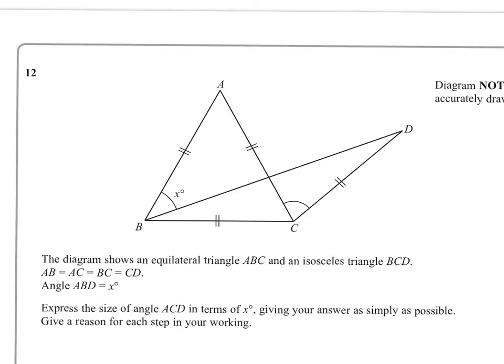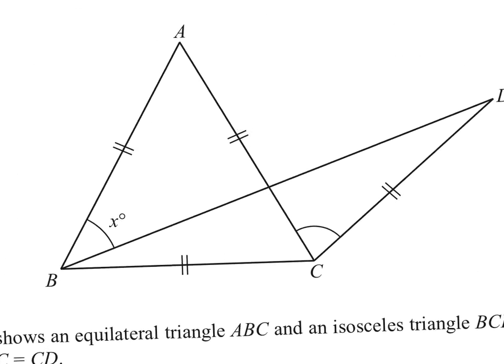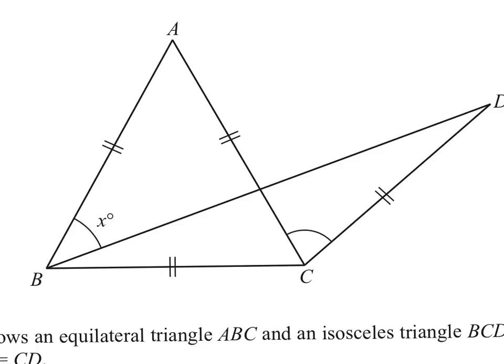Express the size of angle ACD in terms of x. If I zoom in, just give me a bit more space. I know that ABC is an equilateral triangle, i.e. that angle is 60, 60, 60. Therefore, this angle here is going to be 60 minus x. Equally, as this second triangle BCD is isosceles, I know that this angle here is also 60 minus x.